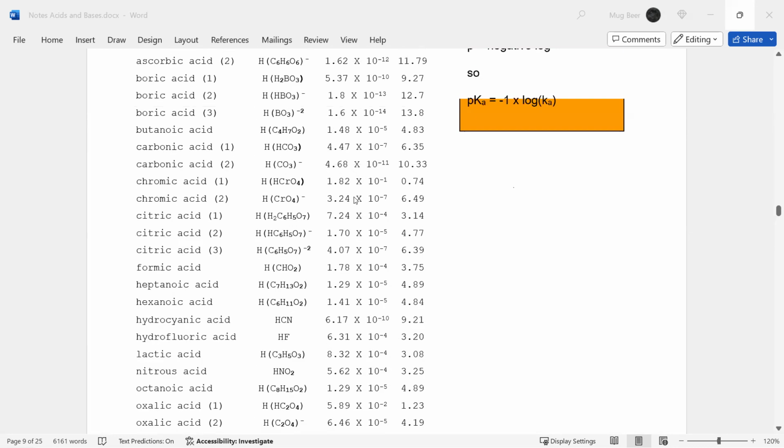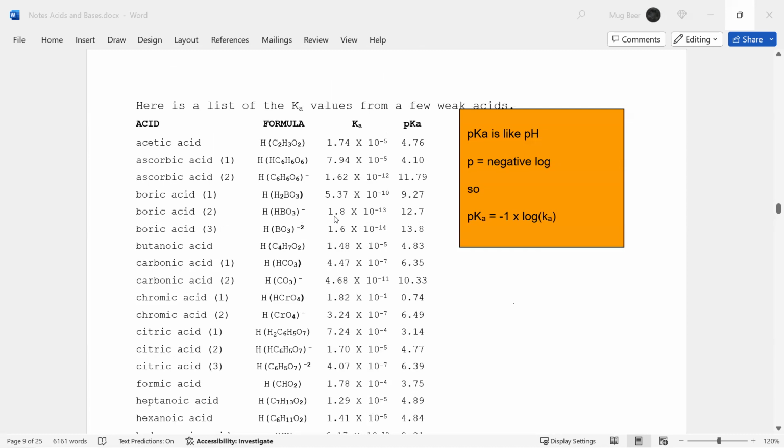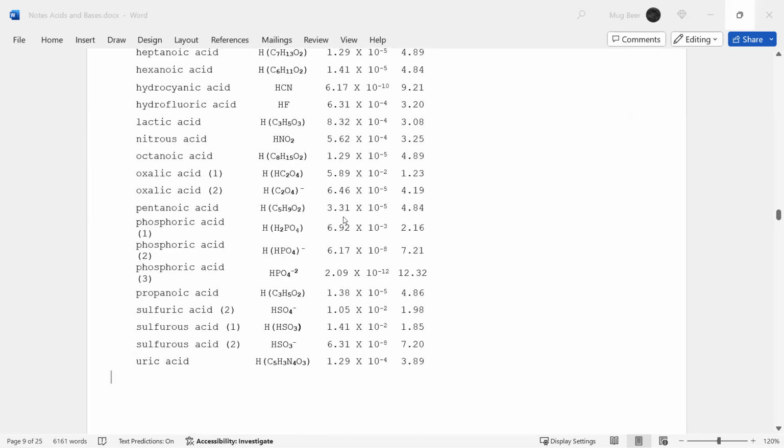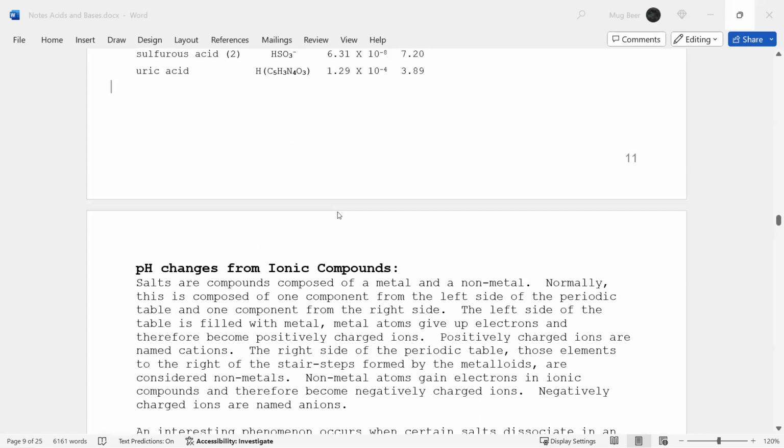All right, so you can look up Ka values, and they're basically letting you know the ratio of dissociation of the H from whatever that acid is. And so these all have to be weak acids because the dissociation isn't 100%.